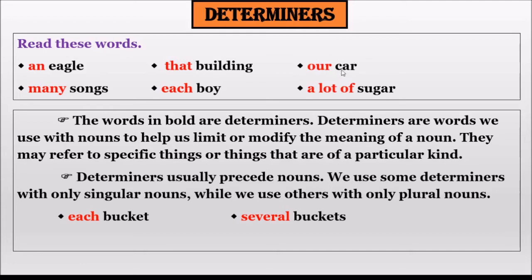Car means whose car? Our car. Building, which building? This building or that building? That building. So here we are using this determiner only to clarify what the noun belongs to. And all the determiners can be classified as one of the following.